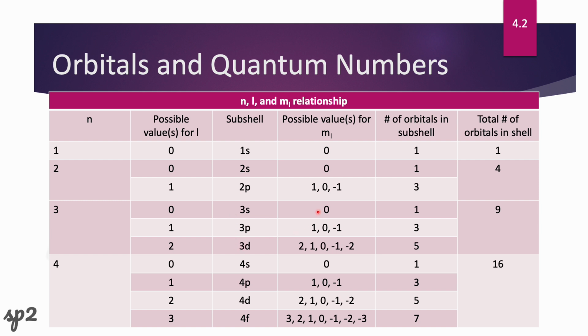For ml, for the 3s, there's only one option. For the 3p, that will be +1, 0, and -1. And for the d, it's going to be +2 all the way down to -2. So these are the number of subshells, one more time, that are present in n equals 3. Altogether we have 9 orbitals. You can pause the video if you want and look at the rest of the numbers and see if that makes sense to you. Okay, cool.